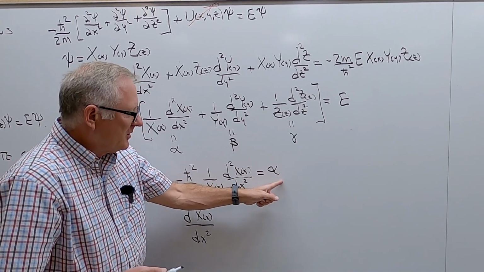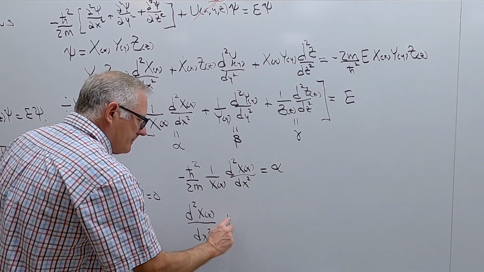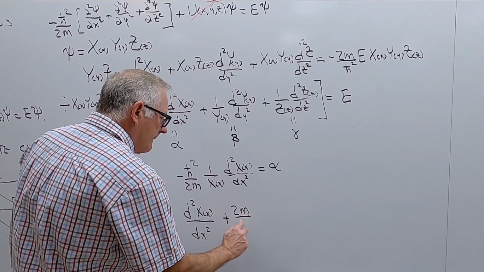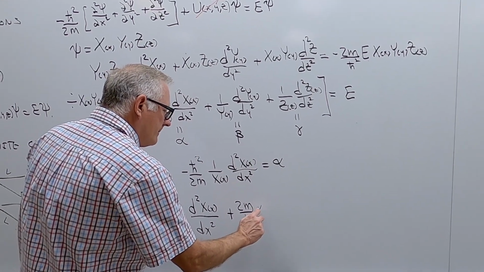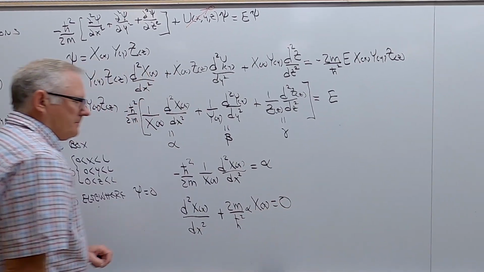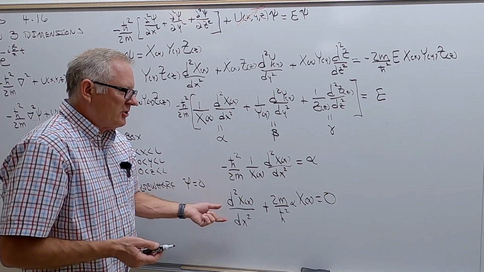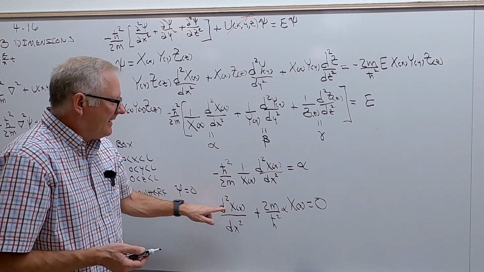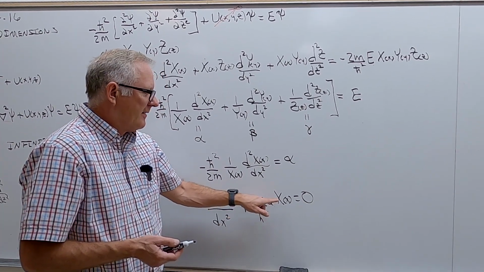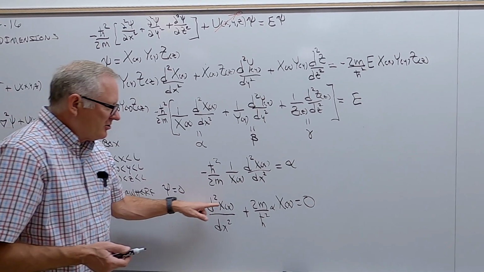When we move the minus over, it's going to be a negative, but when we add it to both sides, it's going to be a positive. Plus 2m over h bar squared alpha X sub x equals 0. This was exactly what we had for our one-dimensional infinite well. We had d squared psi dx squared plus 2mE over h bar squared psi of x equals 0. It's exactly the same.